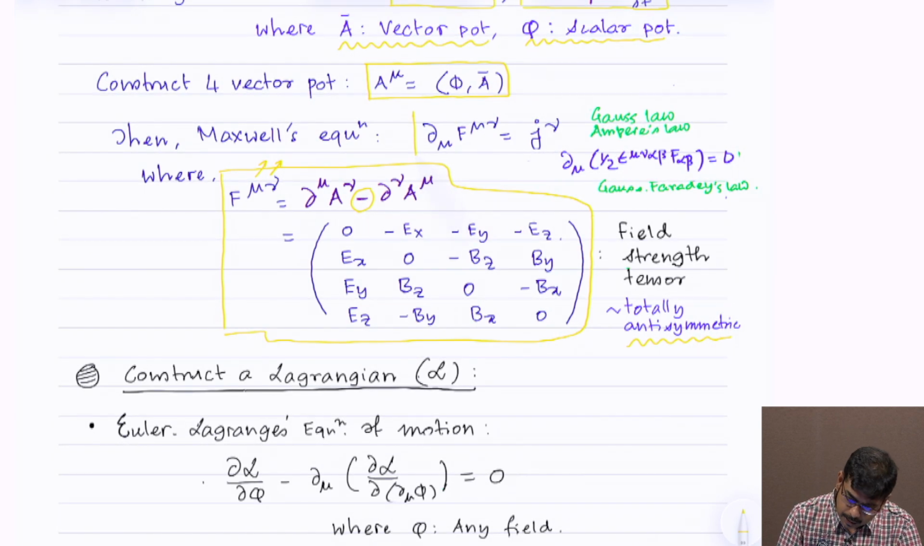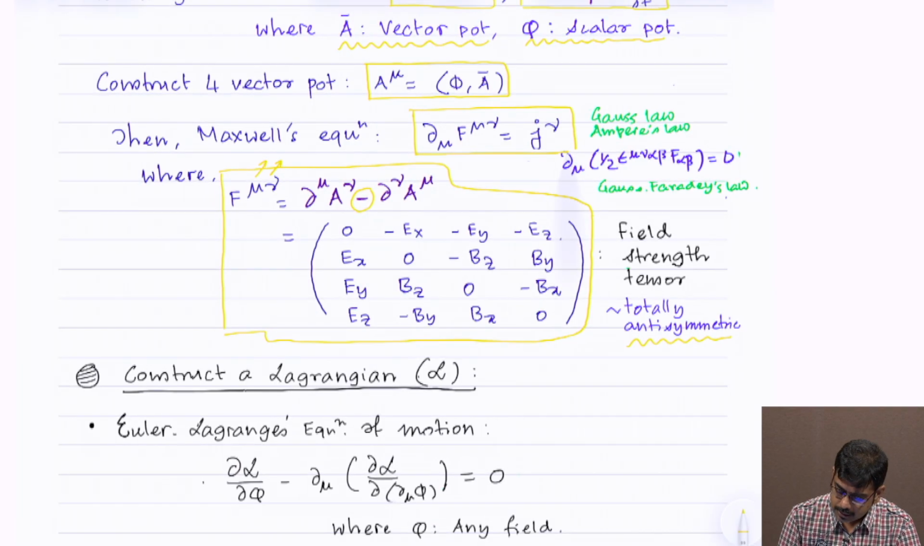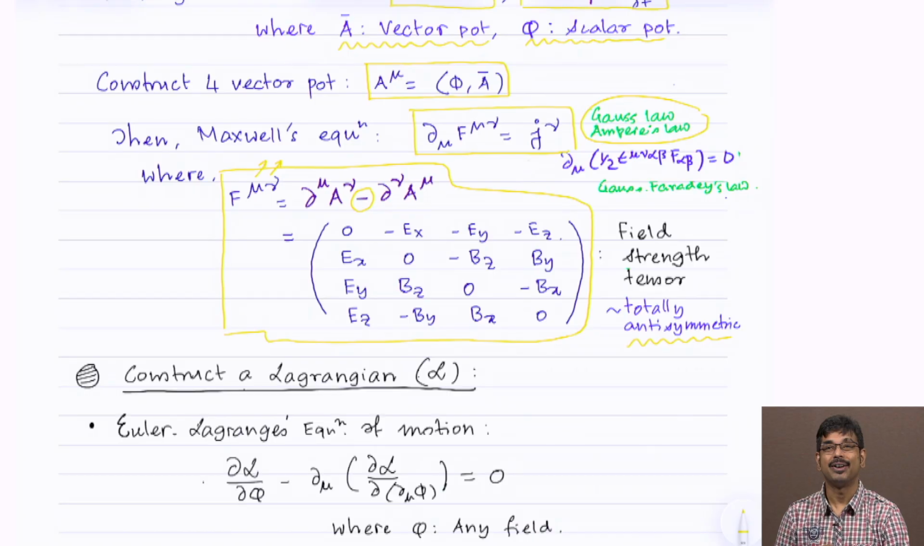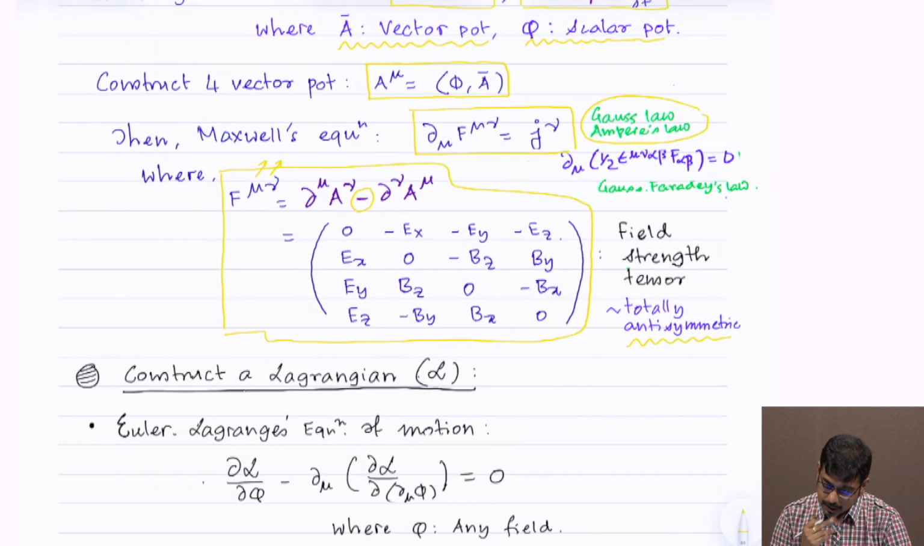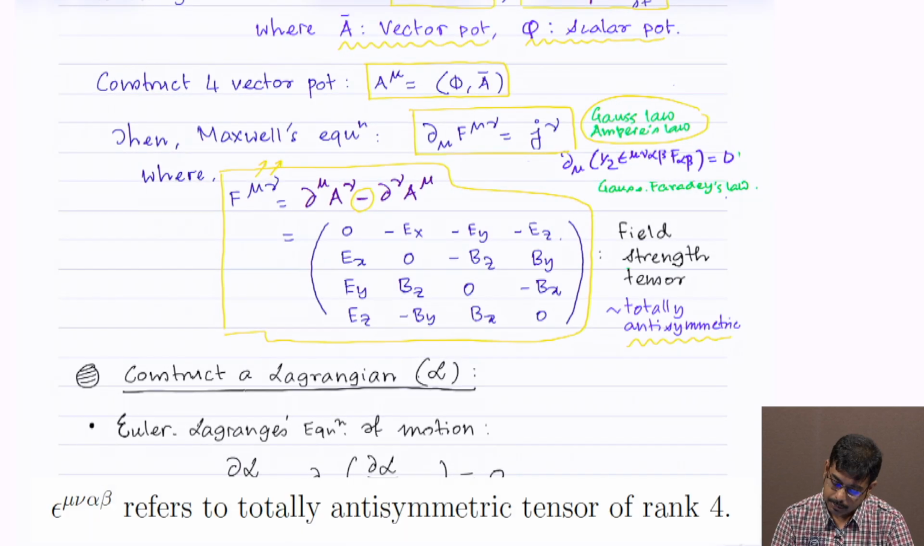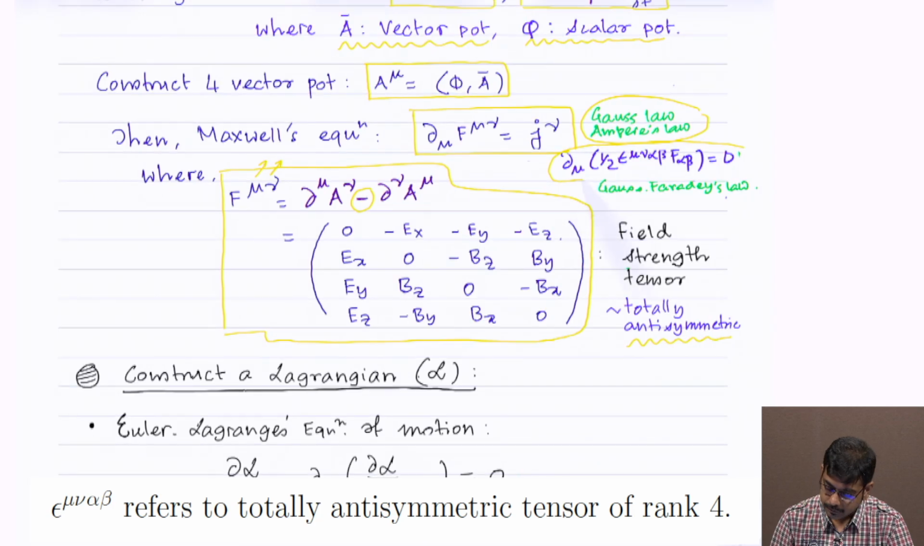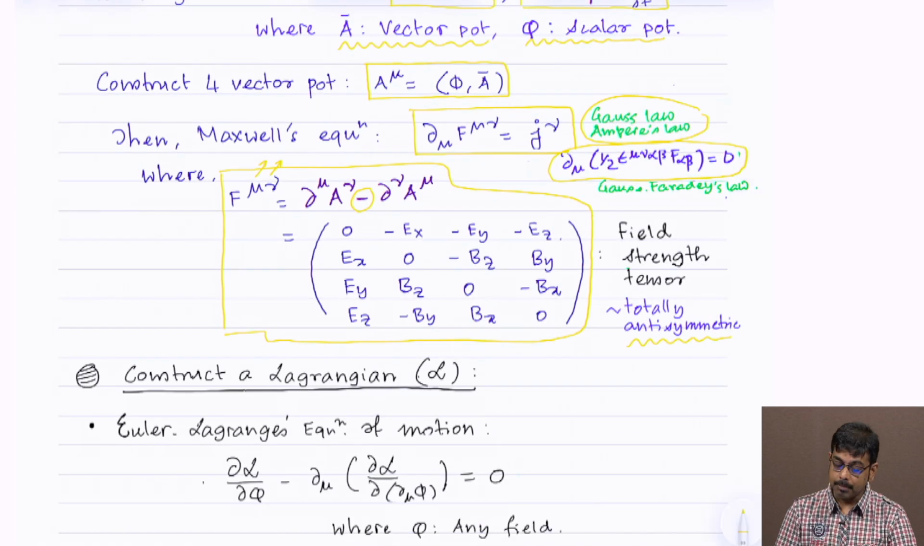And this quantity is interesting because if you write an equation of the form del mu F mu nu equal to J nu, this is going to give you Gauss's law and Ampere's law. All right. So, basically that is why. And on the other hand, if you write the equation like del mu of half epsilon mu nu alpha beta F alpha beta equal to 0, this is going to give you another Gauss's law and Faraday's law. So, what does it mean?